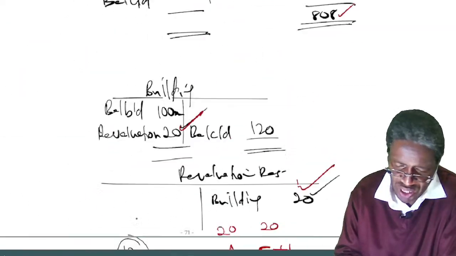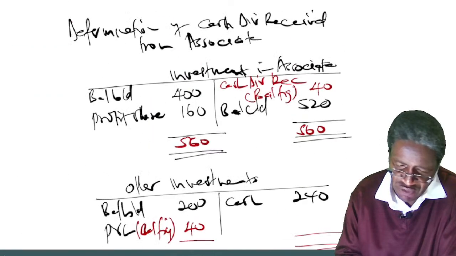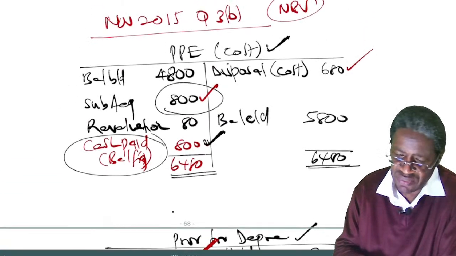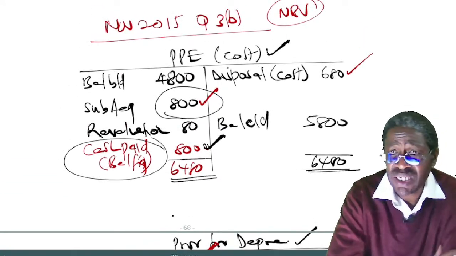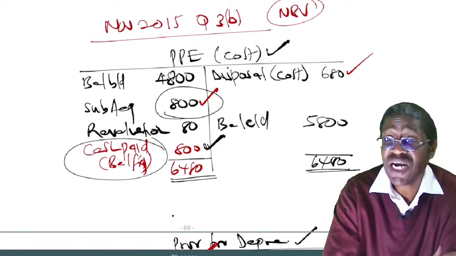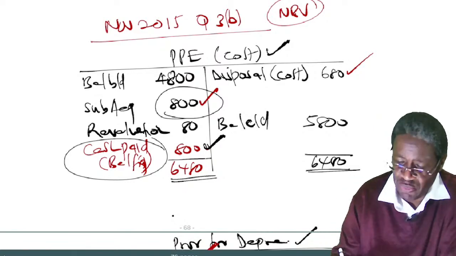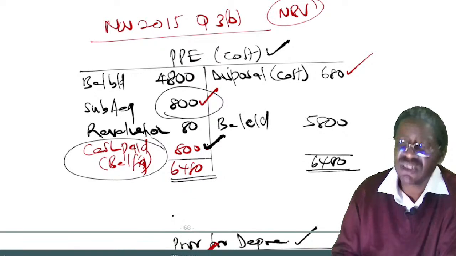So let's go back to that account. It was, I think, the first one to analyze. Yes, you can see it here. We analyzed the account called property, plant, and equipment here, and we got a balancing figure to represent the cash paid to acquire new ones.